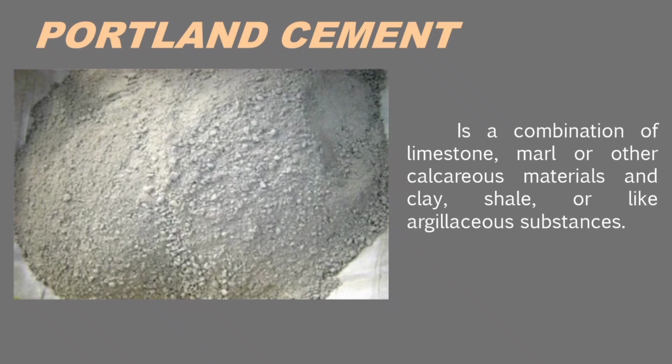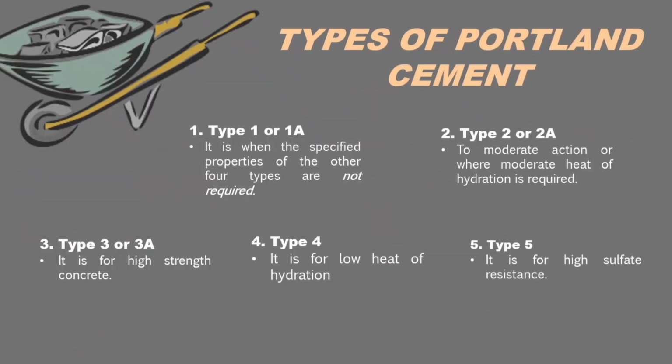Portland cement is a combination of limestone, marl or other calcareous materials, and clay, shale or like argillaceous substance. It is used for masonry units and other precast goods, as well as for walls, culverts, floors, sidewalks, tubes, reinforced concrete buildings, tanks, and reservoirs. There are five types of Portland cement that can be used.